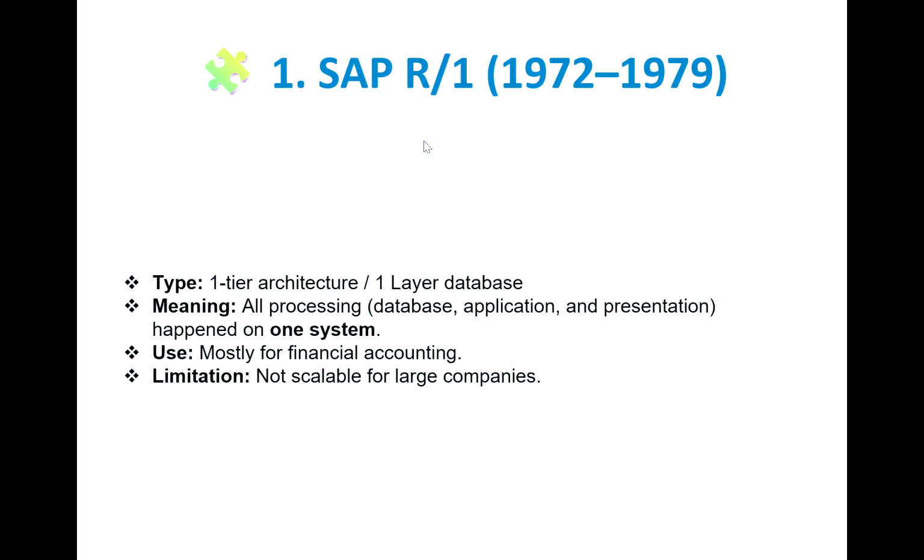If you talk about SAP R1 architecture, it started somewhere in the 1970s. So what is SAP R1 architecture? R means tier one. Tier one means only one layer, the database. That means database, application and presentation happen in only one system. It's mostly used for financial accounting systems. It is not capable for large companies, so we cannot depend on it for big companies.